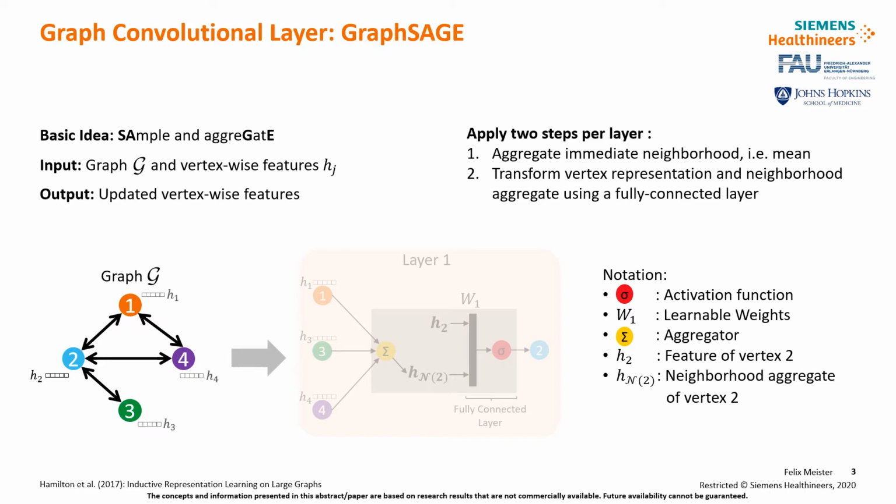Suppose we have a graph with 4 vertices and a handful of undirected edges. To update vertex 2's representation, the features of its immediate neighborhood are first aggregated, for instance by using the mean function. The resulting neighborhood aggregate as well as the feature of vertex 2 are then passed through a fully connected layer with a nonlinear activation function. To process the whole graph, the same layer and weights are applied to all of the vertices.